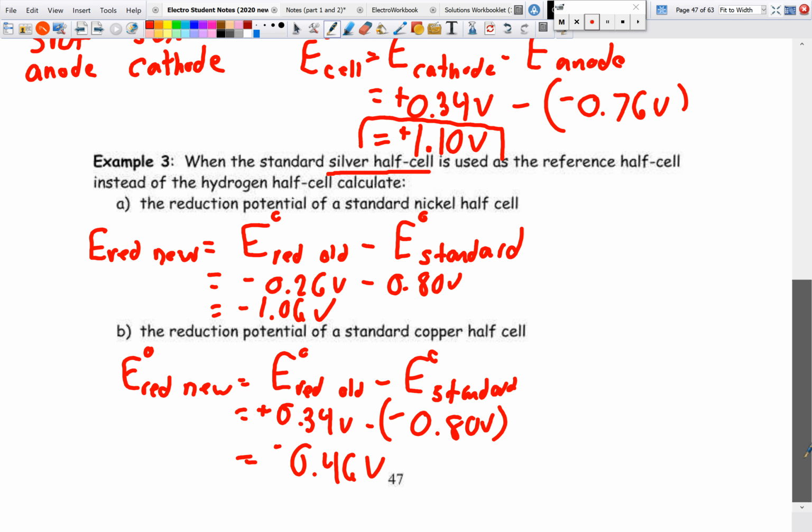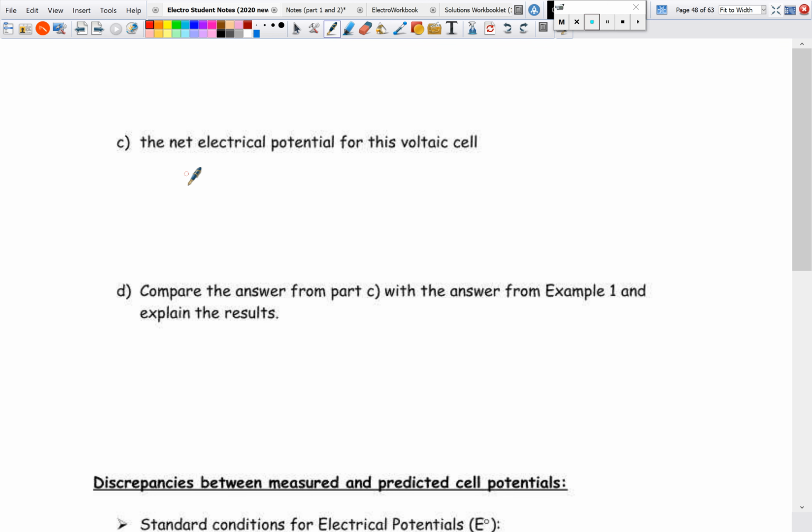So we are going to use two of these to now calculate the cell potential. You're going to see that because we're just using the standard nickel half cell and standard copper, the next question is going to ask what is the cell potential between nickel and copper, both standard, right? The net electric potential for this voltaic cell. Remember, we have nickel, the standard nickel half cell, so that means we have nickel 2 plus, nickel solid, and we got copper solid and copper 2 plus.